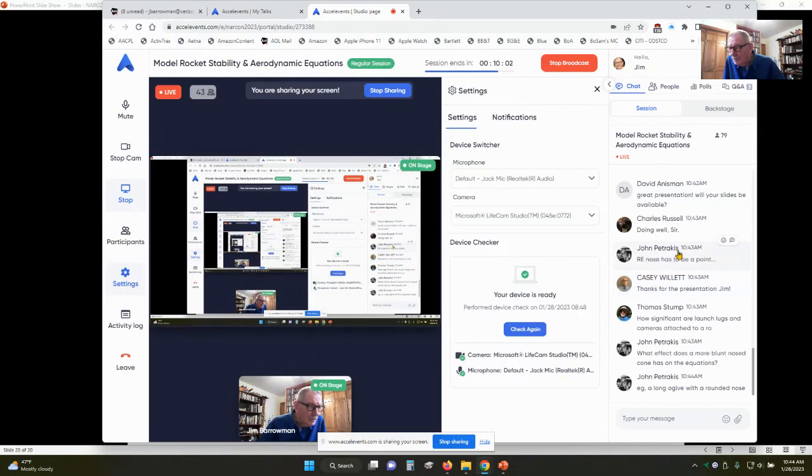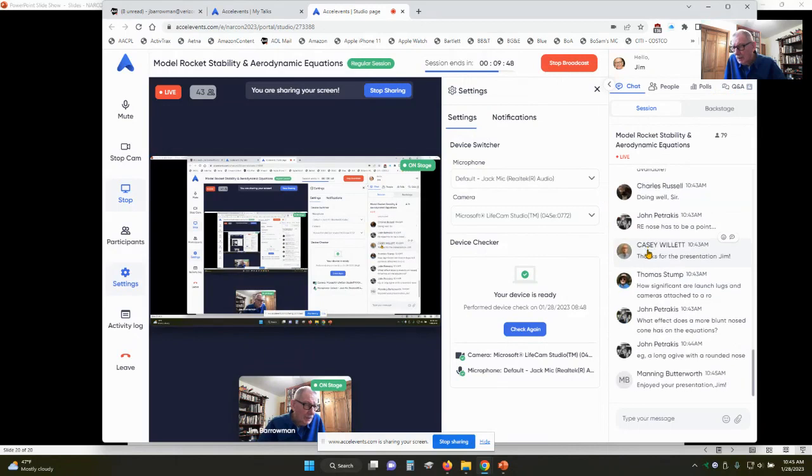Yes, nose has to be a point. Every nose, in essence, is a point because every nose ends up at 0 at the front. But as far as I'm concerned, if it's rounded a little bit, it's not a big deal.